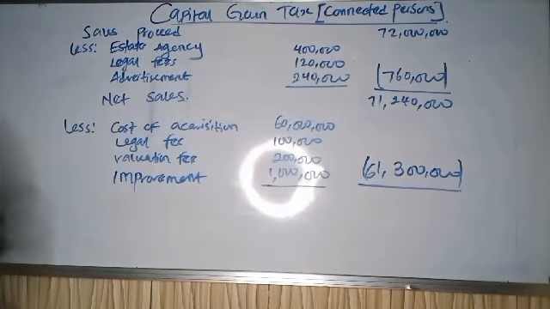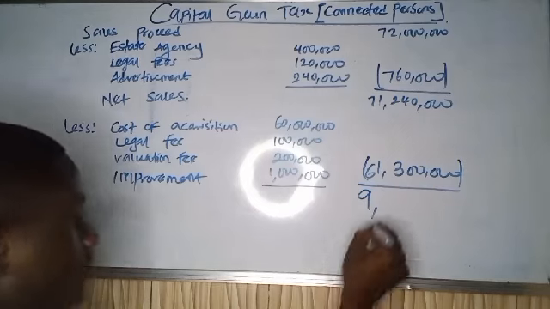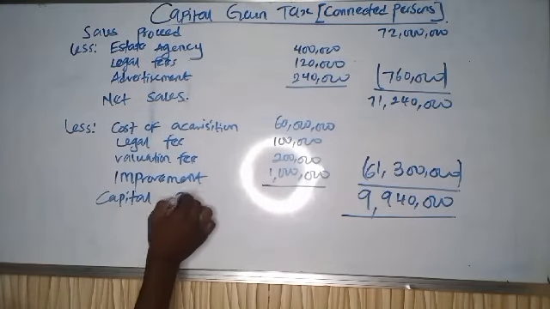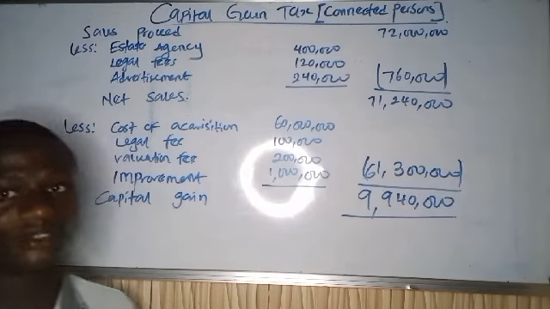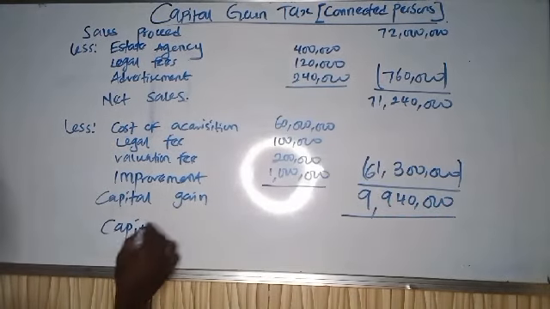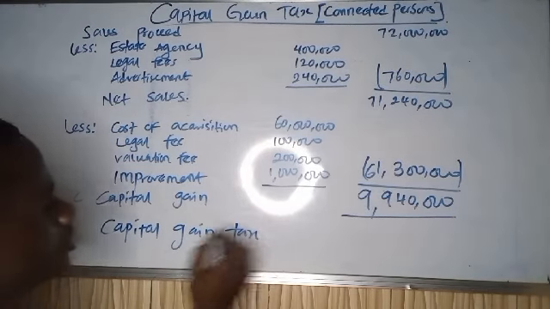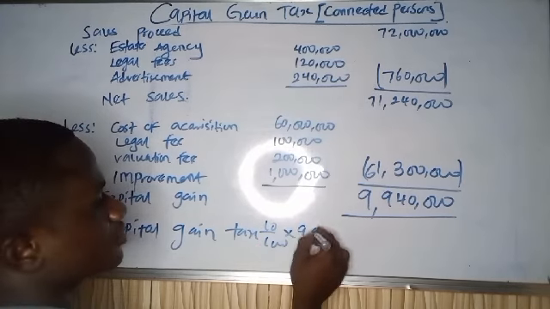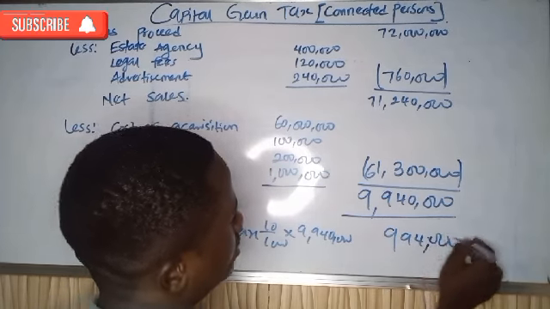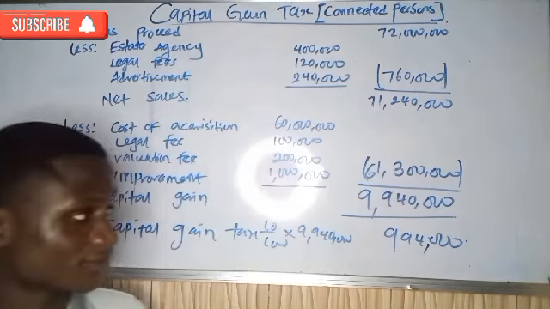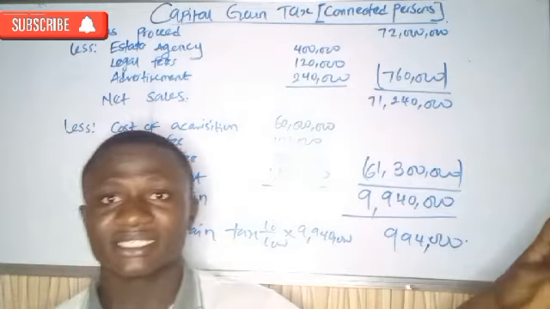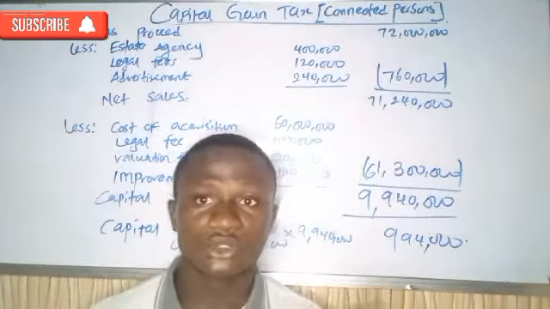We subtract it from the 71,240,000, and we get 9,940,000. So this is the capital gain. After getting our capital gain, the next thing we need to do is to charge our capital gain tax, which is 10% of 9,940,000. That gives us 994,000 naira. So this is how to calculate capital gain tax that has to do with connected persons. I said earlier that you have to consider the value of the asset, not the amount it was sold.